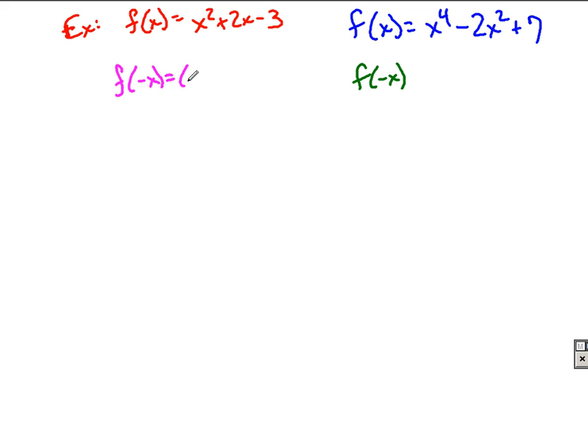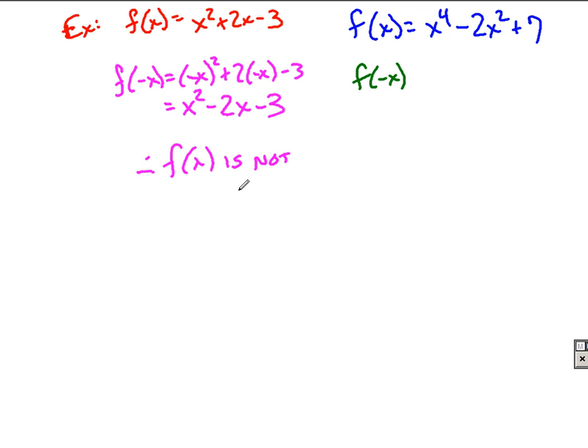Alright, if I plugged in a negative x, it would be negative x quantity squared plus 2 times negative x minus 3. This negative x squared will just become a positive x squared. This will become minus 2x minus 3. That's not the same as f of x. Therefore, I'm going to say that f of x is not even, just from what we did algebraically, I should say.